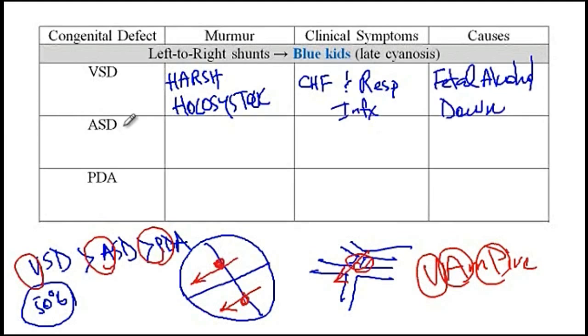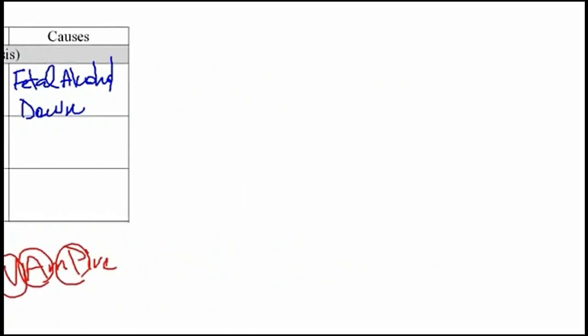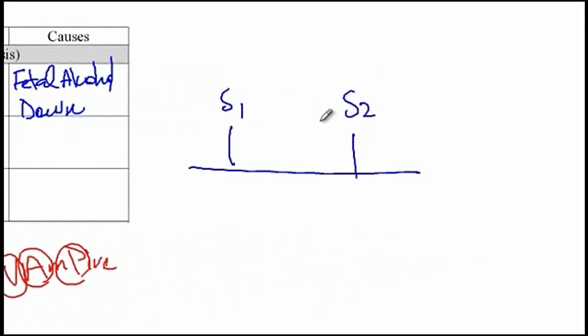The next condition is atrial septal defects, and it presents with a fixed split S2. So let me explain what I mean by that. If you have the first heart sound S1 and then the second heart sound S2, S2 is divided into two sounds. One is the aortic valve closure. When the aorta closes, that would be the first sound of S2, and then after that one the pulmonary valve closes, so that would be the second sound of the S2.